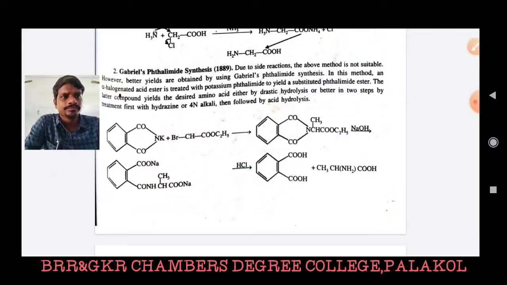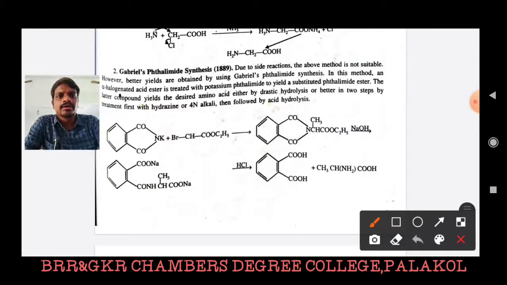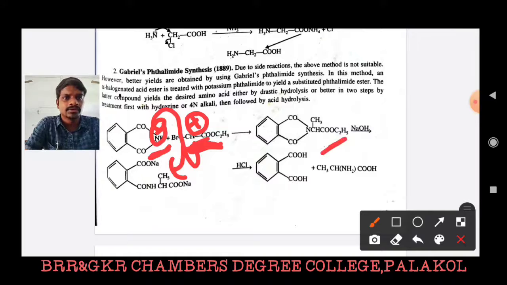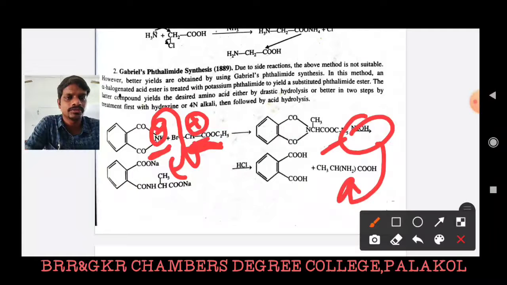So here it is phthalimide, students. This is potassium phthalimide and this is the alpha halo carboxylic ester. In the first step, bromine is a good leaving group and it is cleaved as Br minus, and the negatively charged species attacks the positively charged carbon. Then we get the substituted potassium phthalimide ester. Now on basic hydrolysis, we get the final product alpha amino acid, with the loss of phthalic acid.